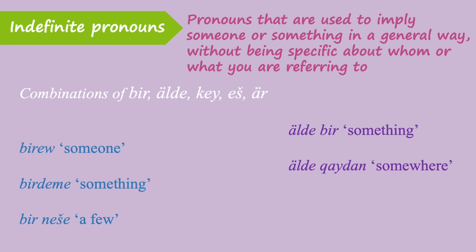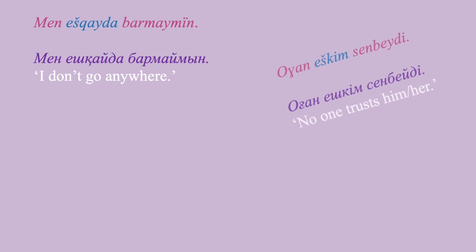әлдебір, something, әлдеқайдан, somewhere. Кейбір, something or кейбіреу, someone. Мәлім, certain, бәрі, all, барша, all or everybody. Әрбір, each, әркім, everybody. Ешкім, no one, ештеңе, nothing, ешқайда, nowhere, ешқашан, never, ешқандай, nothing. Түк, nothing, ешбір, any.